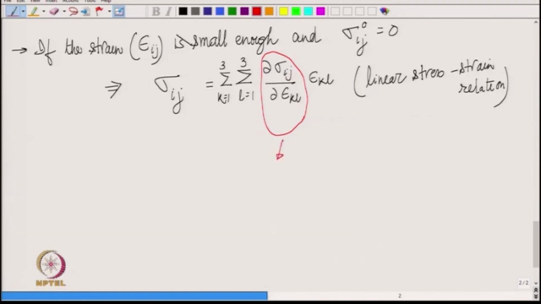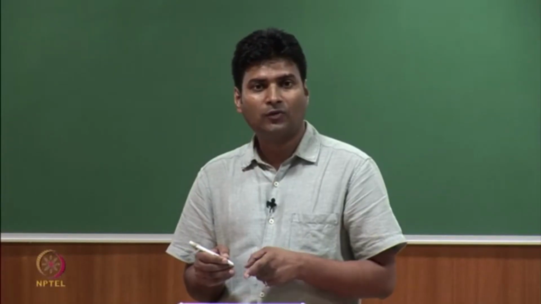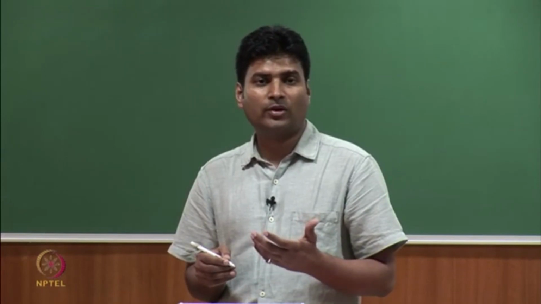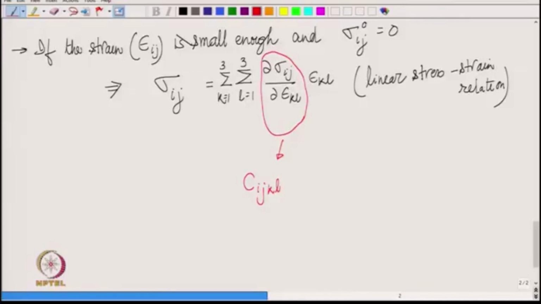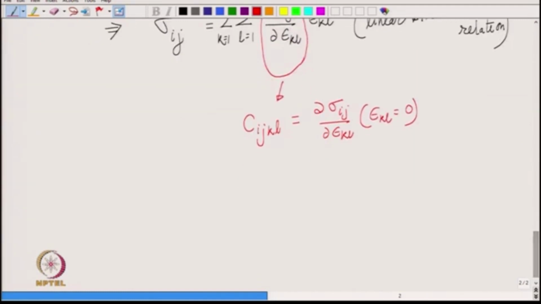So, this has got a name, this is called C ijkl. It is also called the stiffness tensor, fourth order. It is fourth order because you see it has got 4 indices. If it is second order, sigma for example, it has got only 2 indices, but this has got 4 indices. So, it is a fourth order tensor. This is defined as del sigma ij over del epsilon k L at epsilon k L equal to 0. When the strain is 0, you evaluate this derivative and then you call it C ijkl. So, now we can also write that sigma ij is equal to summation over k L of C ijkl times epsilon k L.